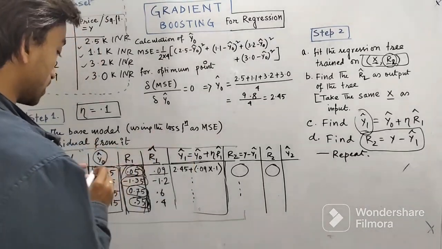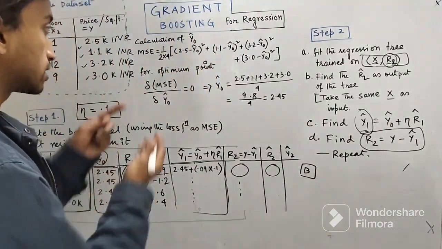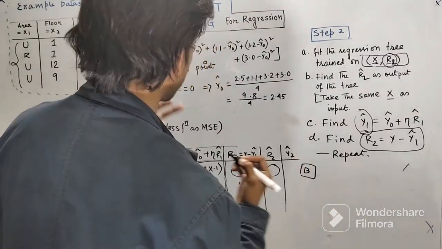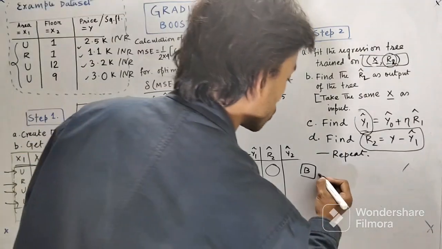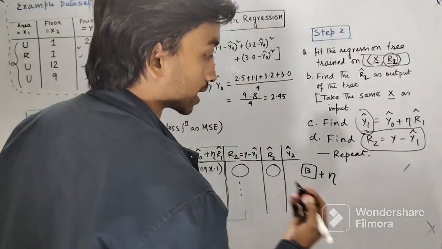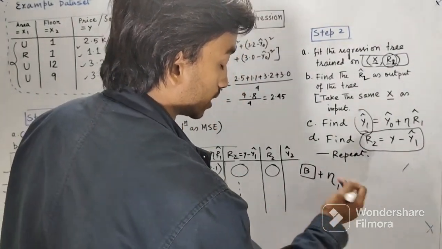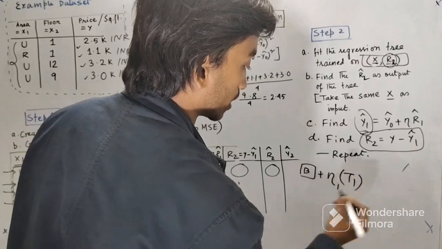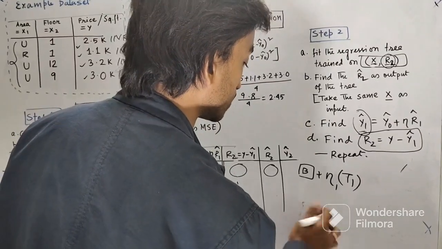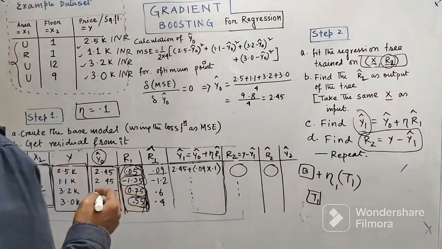Okay, so now let us simplify this. In the first step, you have just taken the base model. The base model, as you have defined your loss function as the MSE, what will be the base model output? That is the average of all these outputs. Plus eta, which is your learning rate. For your purpose you can define your etas on your own. So eta 1 into T1. T1 is the regression tree fitted in the first step using R1 and X1 and X2.